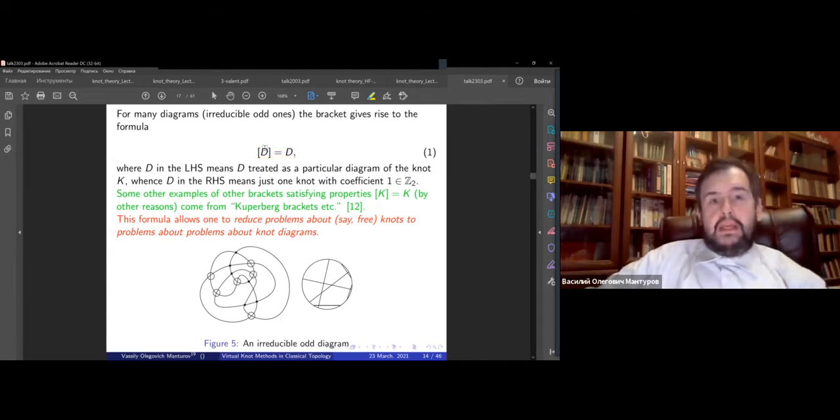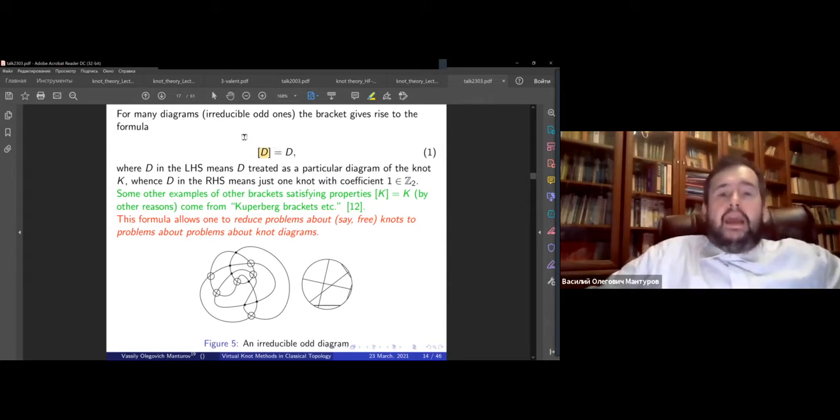What does it mean? So this means that in the left-hand side, D here is a particular diagram of a knot. So this is one representative of a dynamical object. So actually here I can take any other diagram of the same knot.